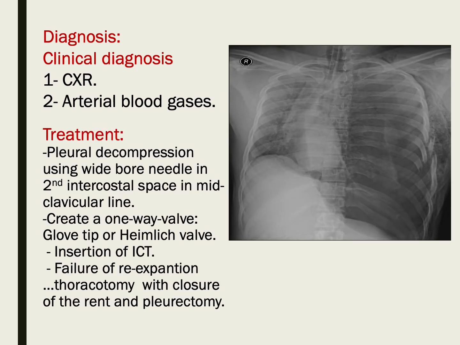So the treatment is pleural decompression, which should be done in the initial setting before inserting a drain, using a wide bore needle in the second intercostal space, midclavicular line, and actually in ATLS it's now in the fifth intercostal space. Then later on, an intercostal drain is inserted for proper decompression and drainage of air. If there is any failure of re-expansion of the lung, or if there is a continuous or persistent air leak, then there will be a need for thoracotomy and exploration.